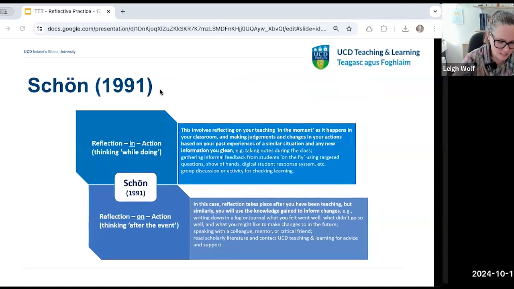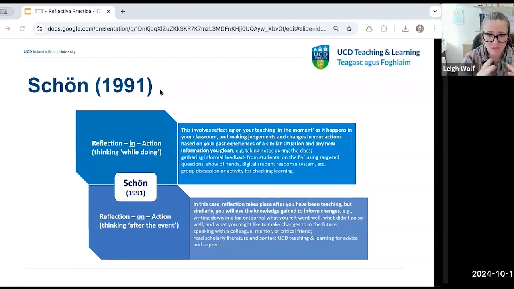The first one is from Donald Schön, his name is very synonymous with reflective practice, wrote a book a long time ago called The Reflective Practitioner. And he situates reflective practice in two ways: reflection in action, thinking while doing, and then reflection on action, which is thinking after the event. So the first one would be in the moment as it happens.